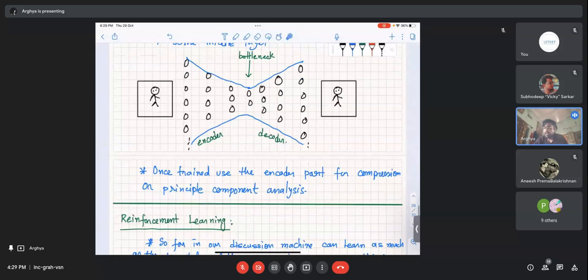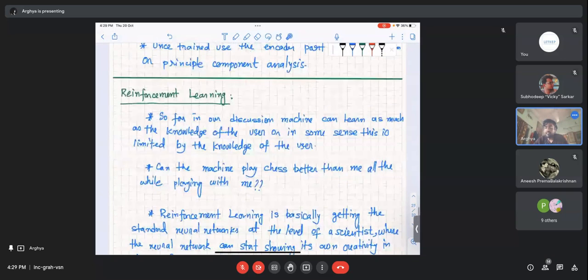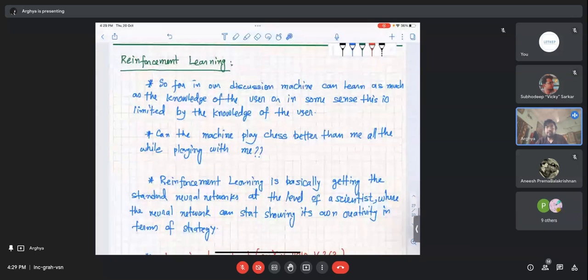Okay. And then I will go to the last bit for today. Is there any question with the unsupervised part? Then I will just go to reinforcement and finish. Is there anything with the unsupervised that you know? Good. So I will go to reinforcement now.